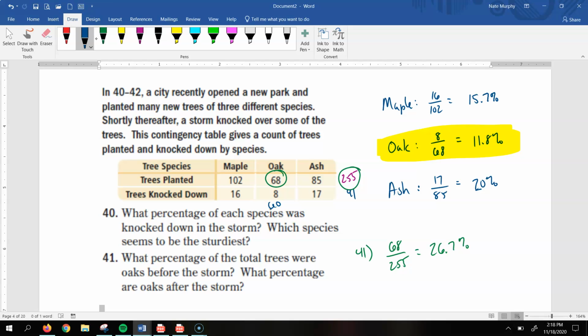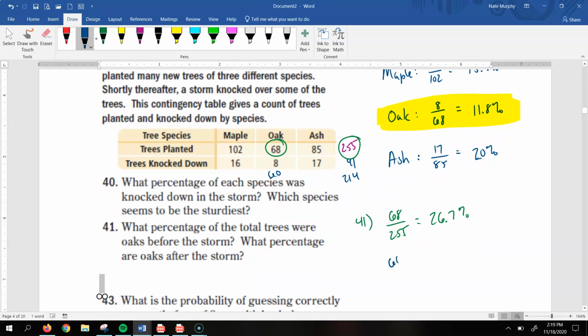So that means after the storm, this is going to be a unique total because there's 255 trees before the storm, 41 trees knocked over during the storm. So that means after the storm, if we subtract those, we get that there's 214 trees left over after the storm. And out of those trees, 60 of them were oaks. So we would have 60 out of 214. 60 divided by 214 would give you your answer, which is about 28%. So after the storm, there's pretty close to being about the same, if not just a little bit more percentage of trees left over that were oaks after than before.